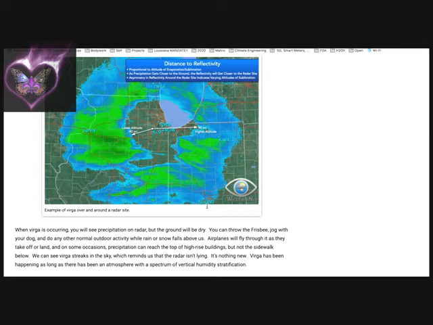Okay. That's because they're evaporating it. You can throw the frisbee, jog with your dog, and do any other normal outdoor activity while rain or snow falls above us. Airplanes will fly through it as they take off or land, and on some occasions precipitation can reach the top of high-rise buildings, but not the sidewalk below. We can see virga streaks in the sky, which remind us that the radar isn't lying.